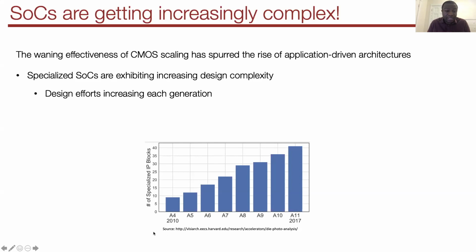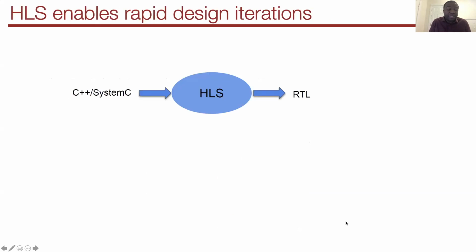For example, we see in this picture that the number of specialized IP blocks or accelerators has been increasing steadily over the years. And as you can imagine, this means that SoCs are getting more and more complex, with design efforts also increasing as a result. So there is definitely a motivation here for a more agile and faster way to design chips. And this is where high-level synthesis can be extremely helpful.